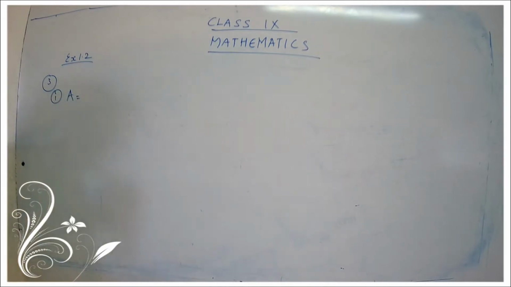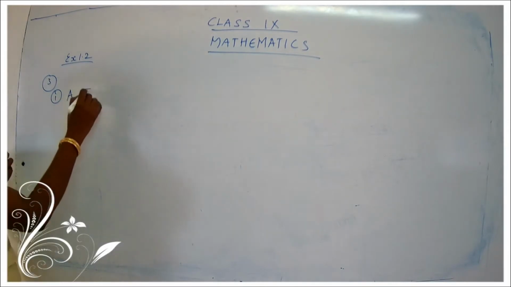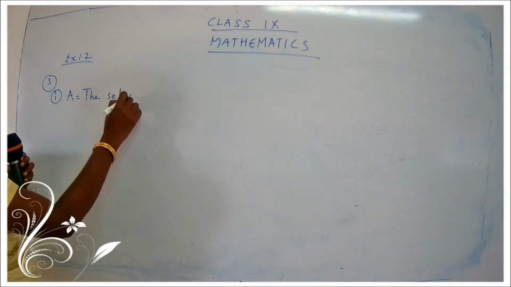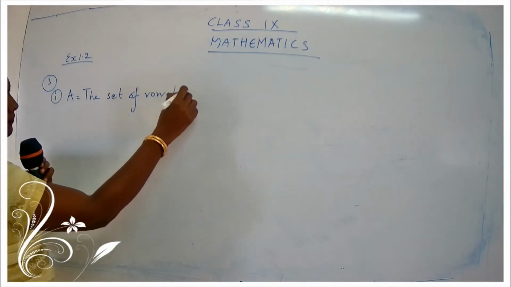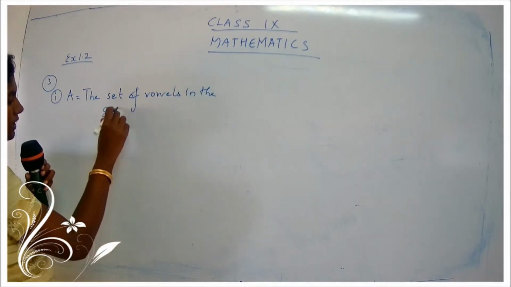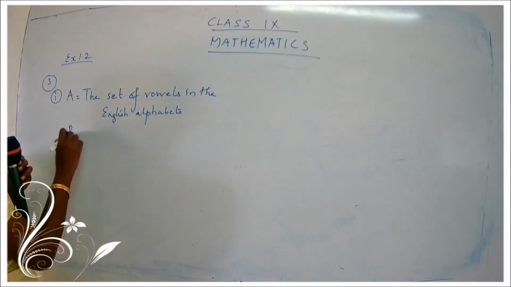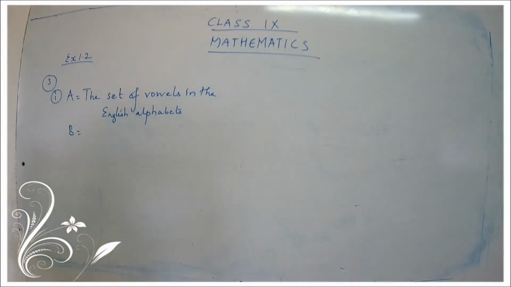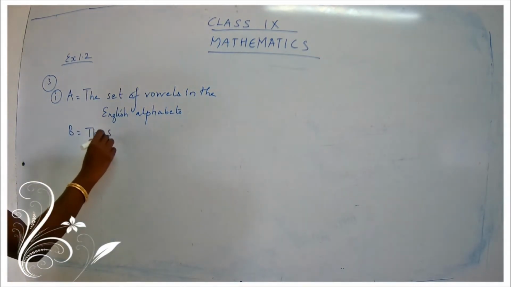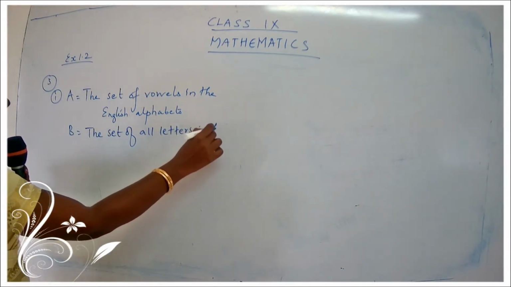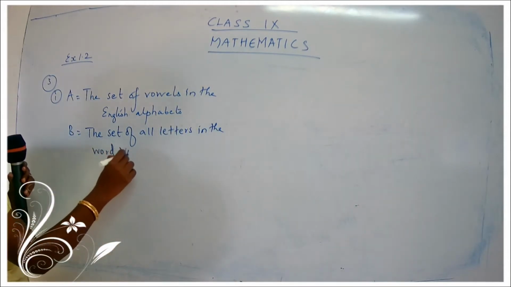A is equal to, you have 2 sets, you have to take 2 sets for question number 1. The set of vowels in the English alphabet. B is equal to the set of all letters in the word vowel. Okay, so this is a question given to you.